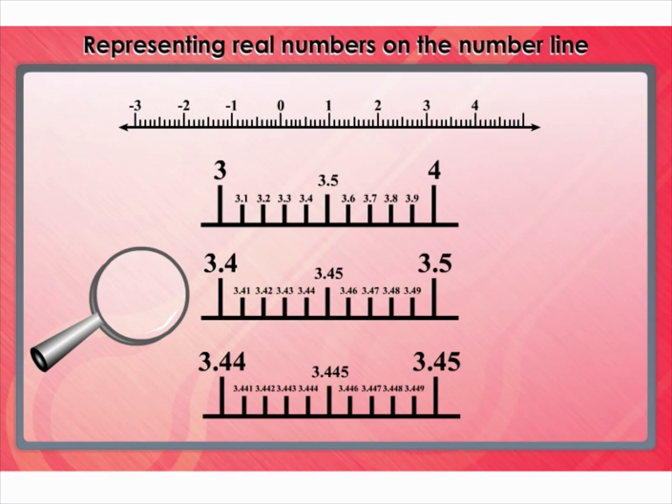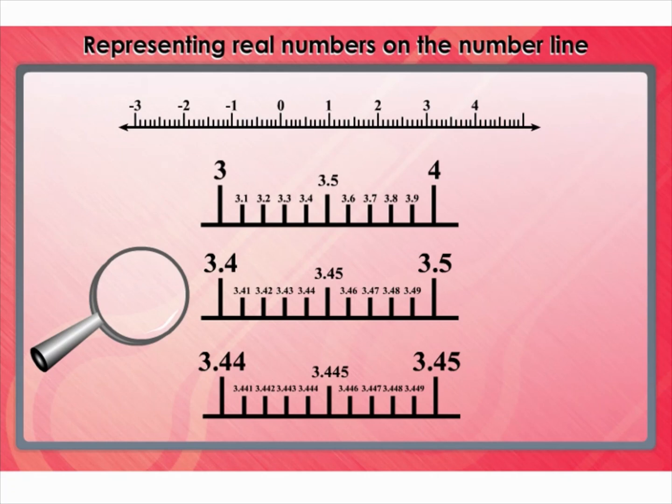Again, 3.445 lies between 3.44 and 3.45. So let's focus on this portion of the number line. We divide it again into 10 equal parts. We magnify it to see it better. The first mark represents 3.441. The next one represents 3.442, and so on. So 3.445 is the fifth mark in these subdivisions.